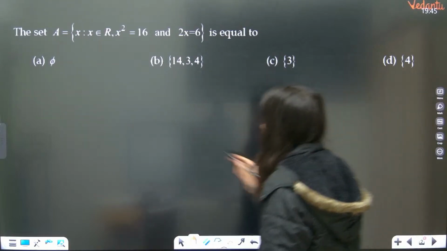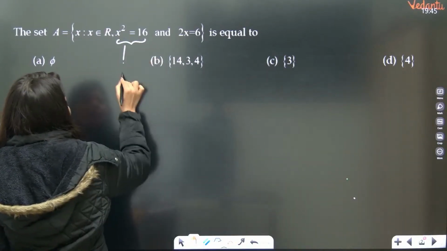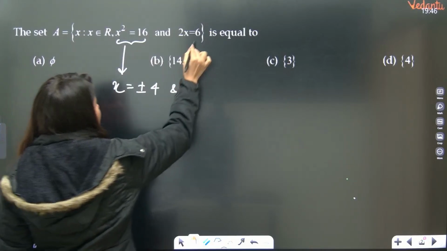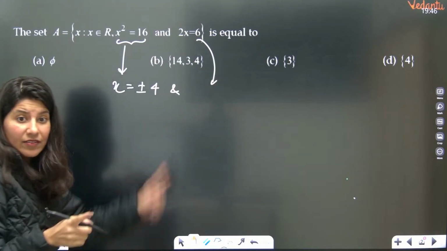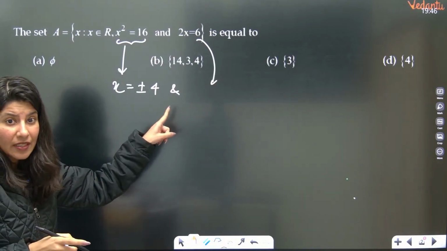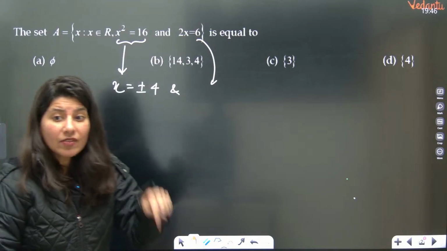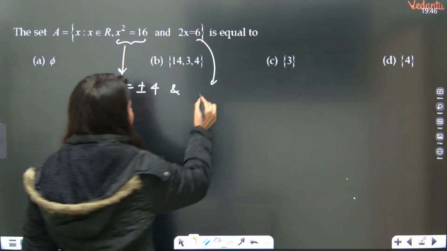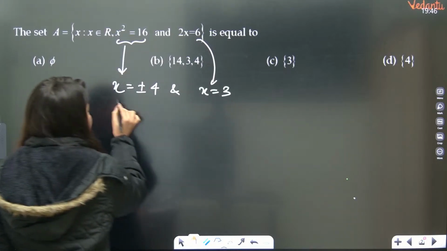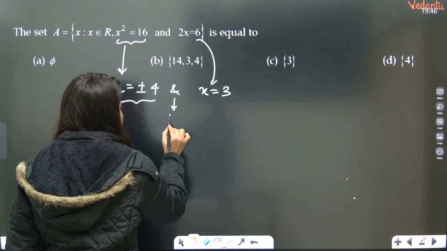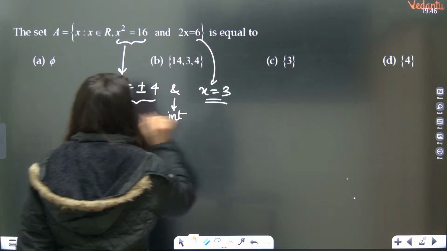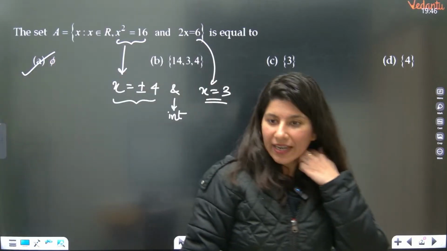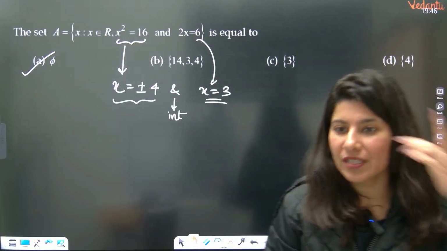So yes, x square is equal to 16. That means x is equal to plus minus 4. And understand, we have 'and' in between. That means we need that value of x which will satisfy this as well as this. So this is x equals to 3. I can clearly see this, and 'and' means intersection. Intersection of these two things is null. So option A over here is absolutely right. Easy peasy lemon squeezy, option A correct.